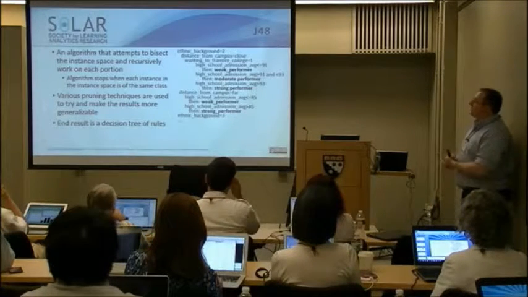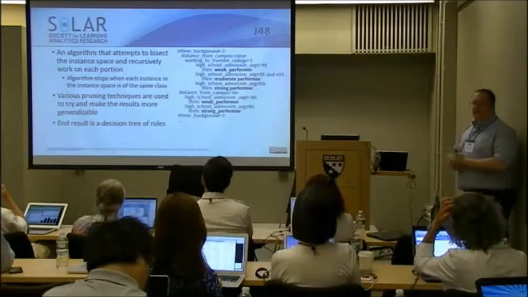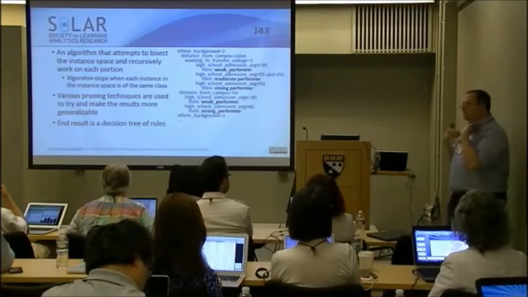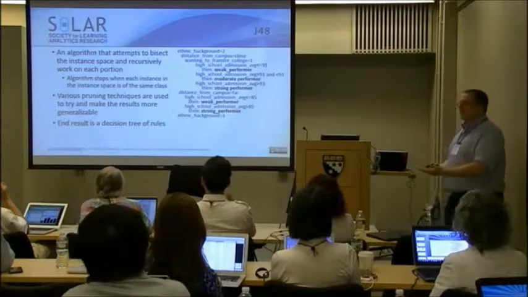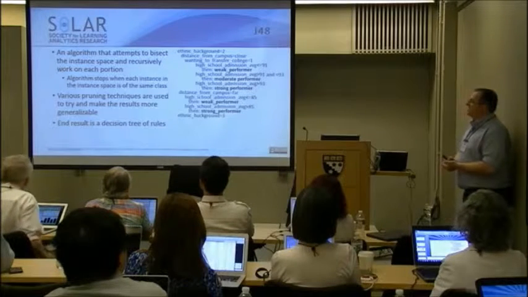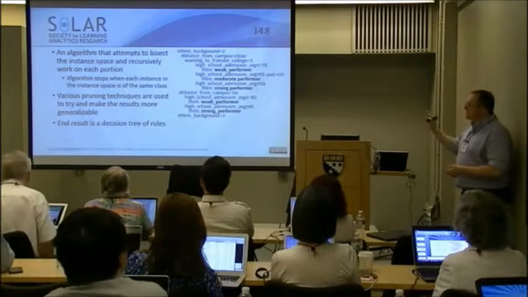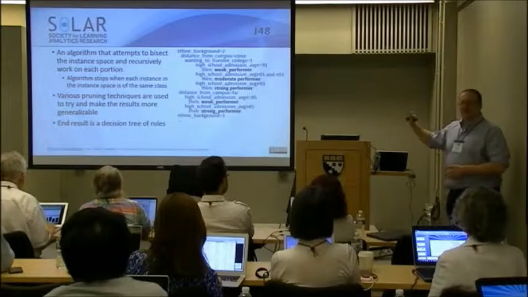And what the algorithm tries to do is to bisect the instance space and recursively work on each portion, and to bisect it based on the attributes that give the most information about the ties to those classes. The algorithm stops when each instance in the instance space is of the same class. And there's various pruning techniques, used to make it harder to understand but a little more accurate.